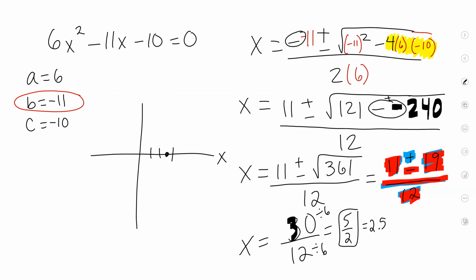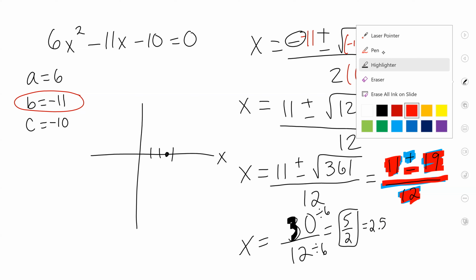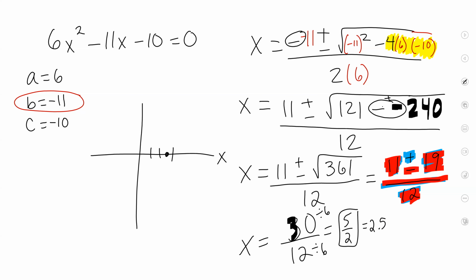So what's 11 minus 19? Negative 8. So I get negative 8 divided by 12. I'll divide both the numerator and the denominator by 4, and I get x equals negative 2/3. X is negative 2/3, so that will be somewhere between 0 and negative 1. I'll just estimate it right here.